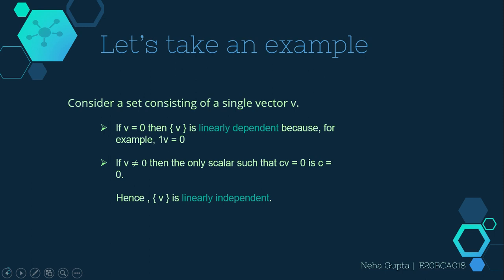Now in the second case, if v is non-zero, then the only scalar such that cv equals 0 is when c is equal to 0. That is, cv equal to 0 is only possible when c equals 0. So in this case the vector set is linearly independent.